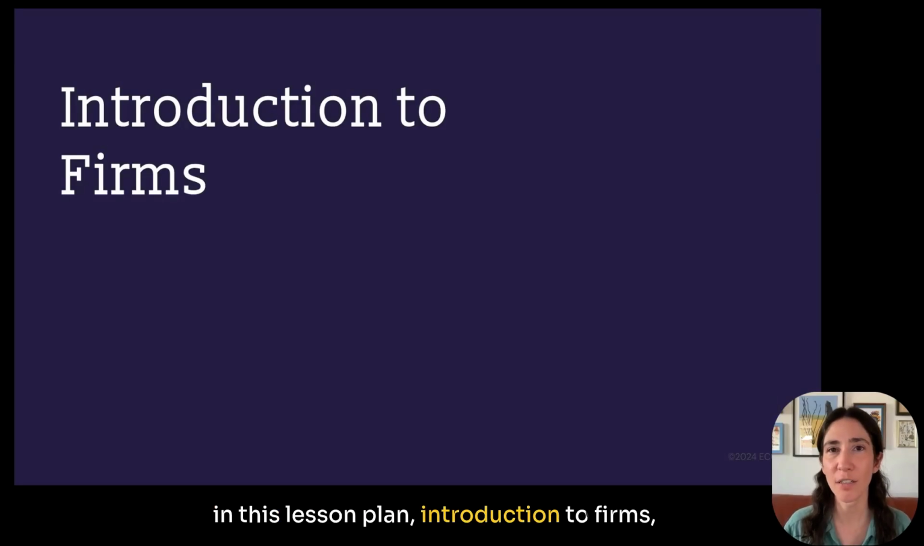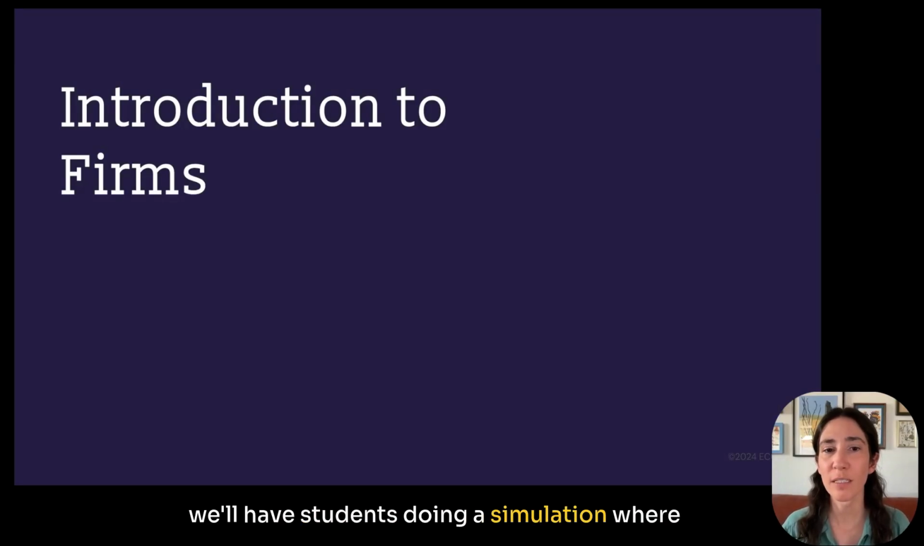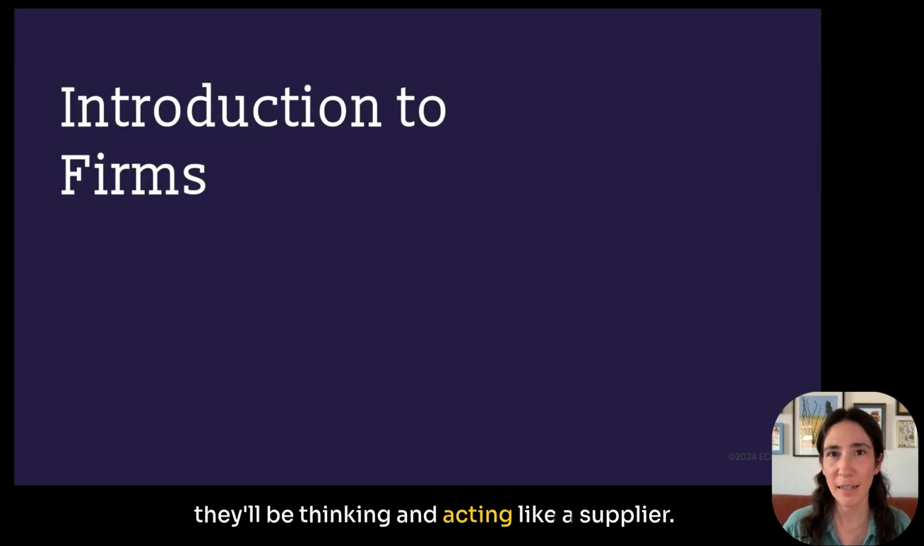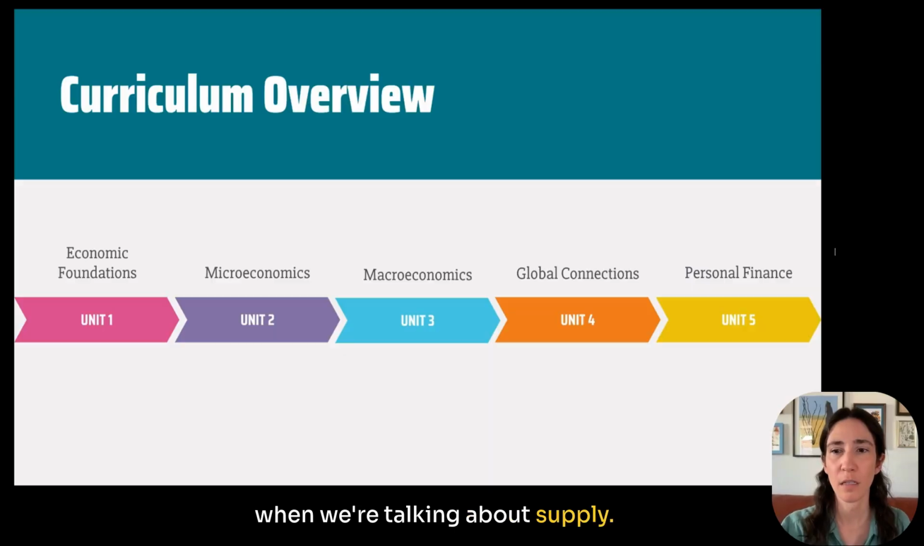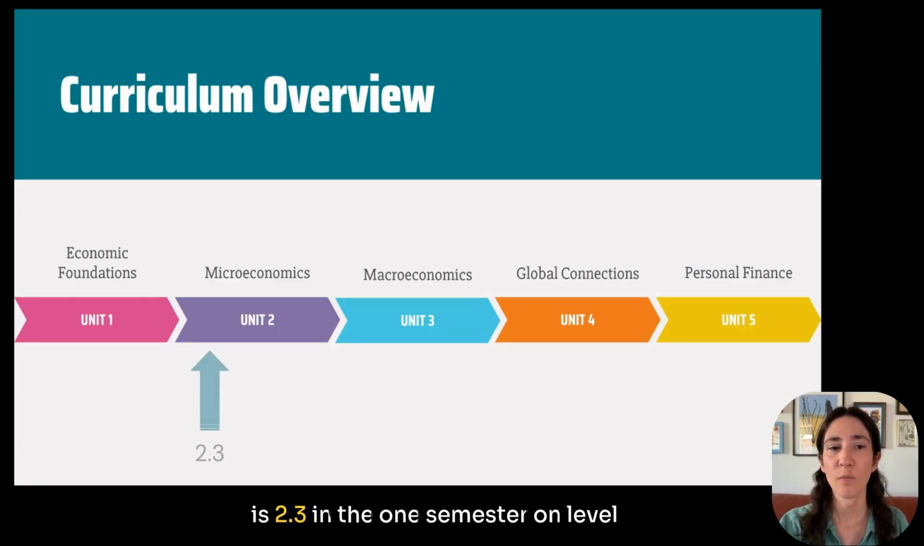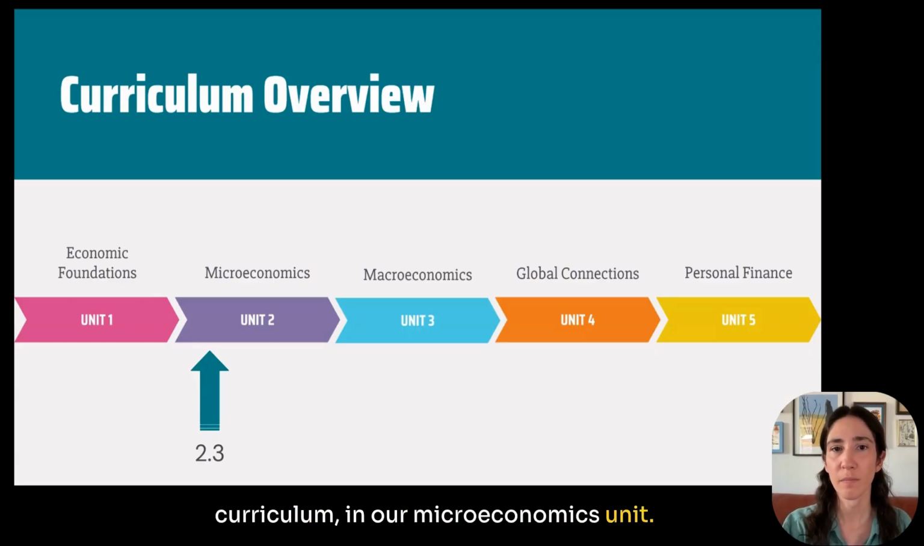In this lesson plan, Introduction to Firms, we'll have students doing a simulation where they'll be thinking and acting like a supplier. It's a great experience that is something tangible for them to connect to and refer back to in future lessons when we're talking about supply. It's a 45-minute lesson plan, and it is 2.3 in the one semester on-level curriculum in our microeconomics unit.